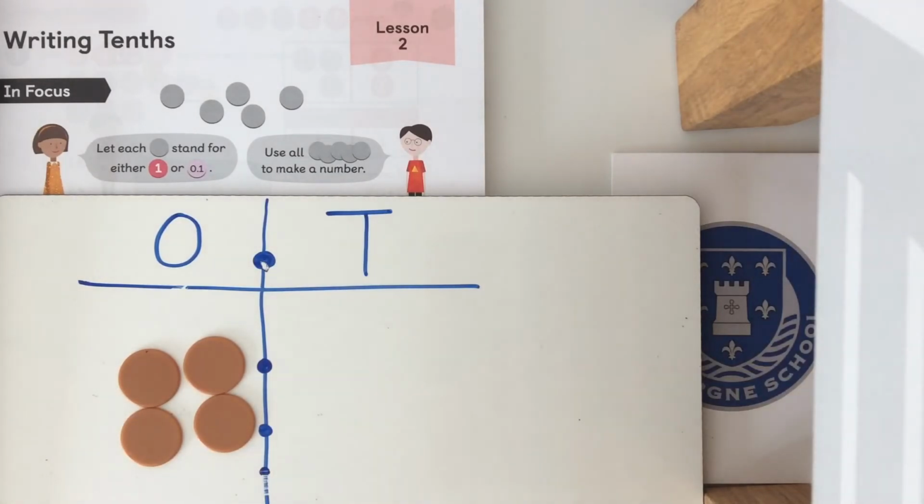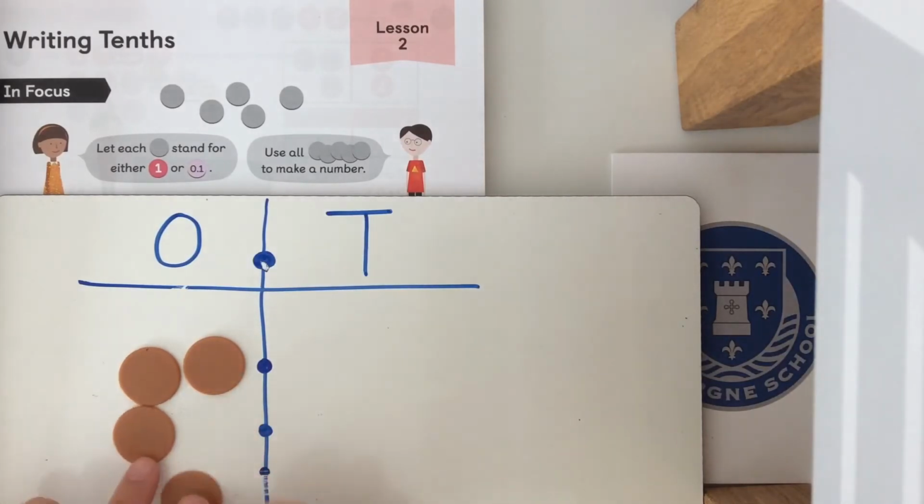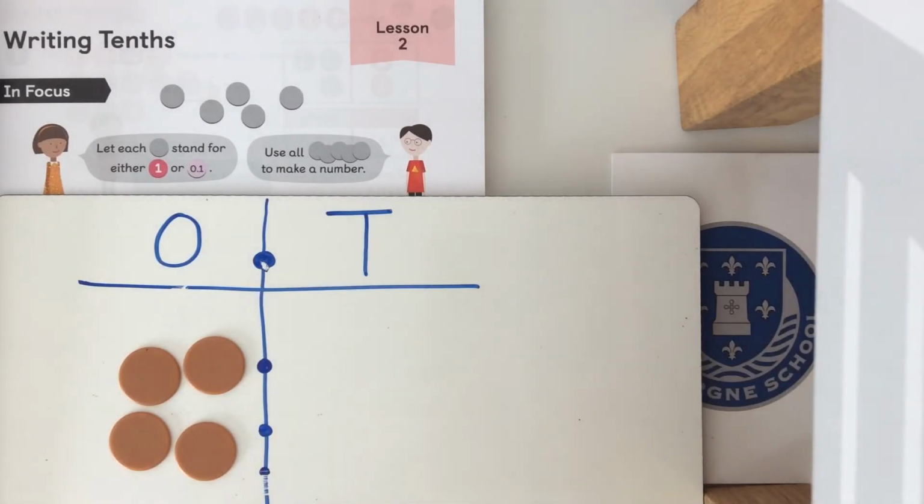And with someone in your house or by yourself, you need to think of a number where these either represent 1 or 0.1, like we've just done. Put them on the place value grid and see if you can make, read and write the numbers that you've made. Okay, how many different numbers can you make? Have a little play, pause the video now.